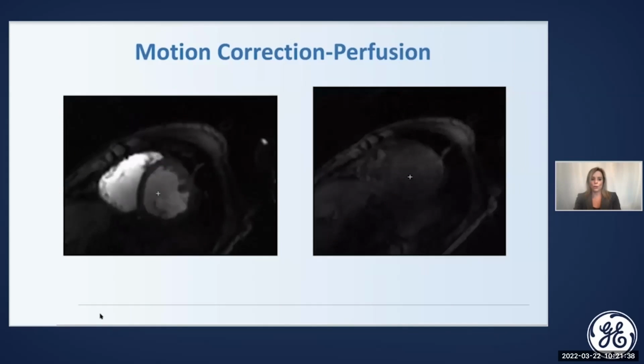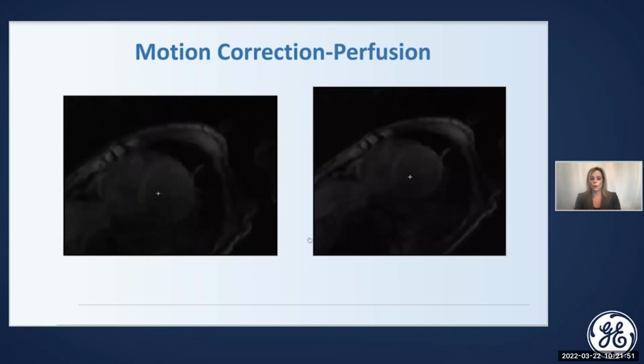Similar story with perfusion. You can see we've acquired this perfusion sequence free breathing on the left with a lot of respiratory motion. And when we apply motion correction techniques, we have really excellent image quality and no respiratory motion.